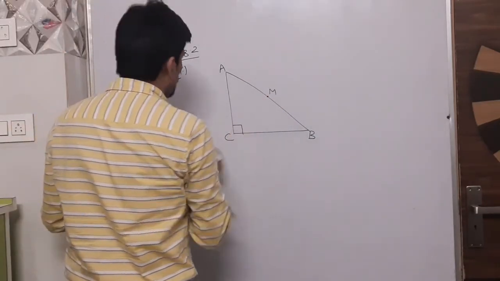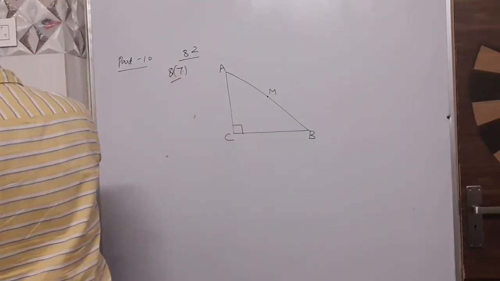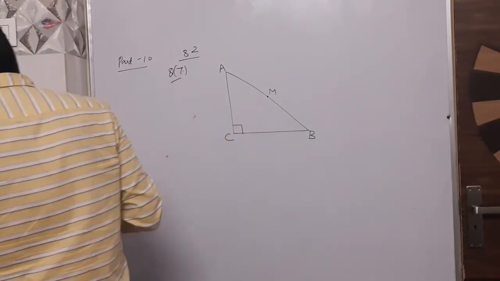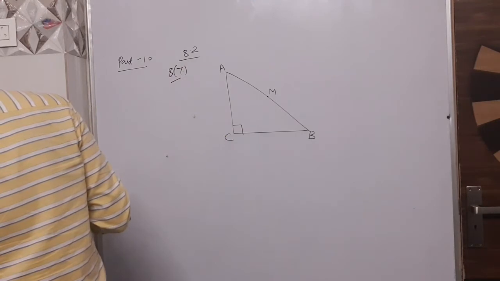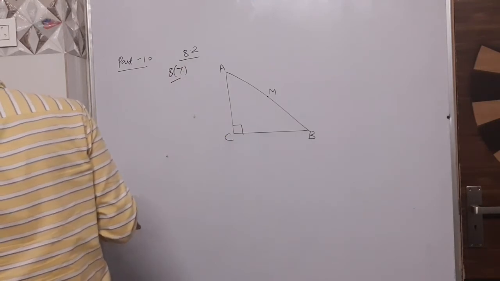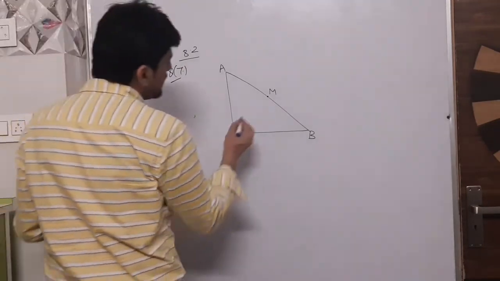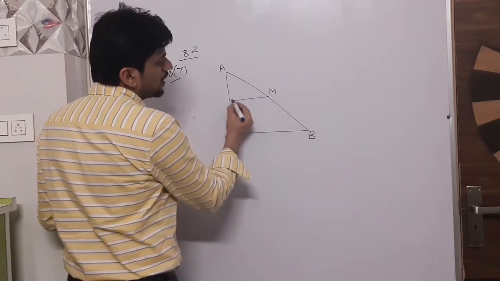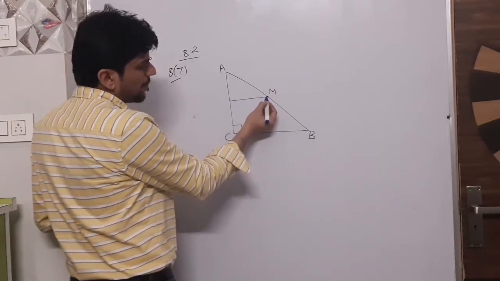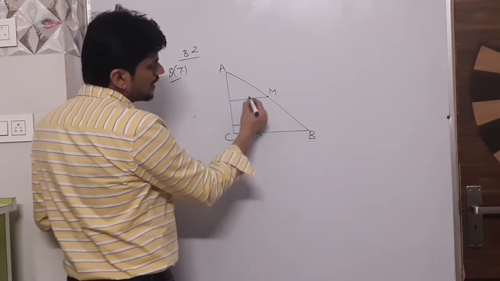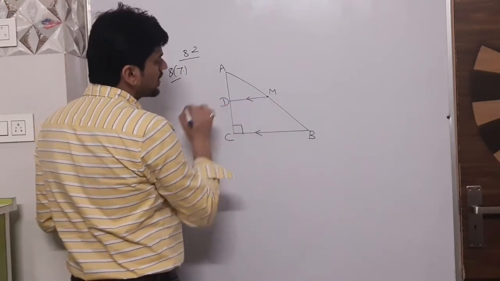So M is the midpoint of hypotenuse AB, and further, a line through midpoint M of hypotenuse AB parallel to BC intersects AC at D. So a line is drawn through the midpoint of the hypotenuse parallel to side BC, and it intersects AC at point D.